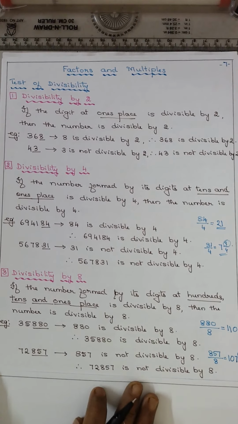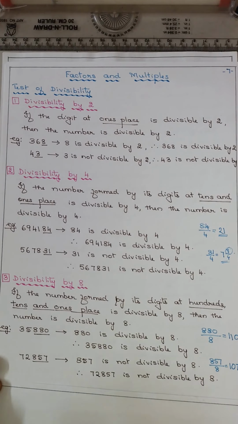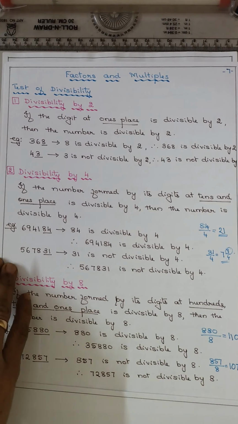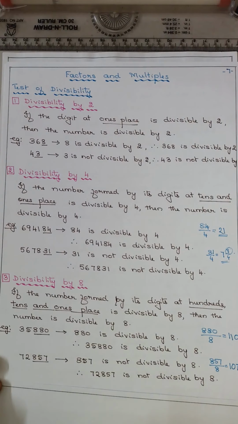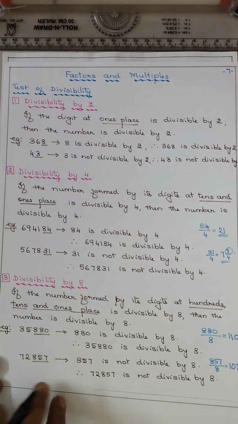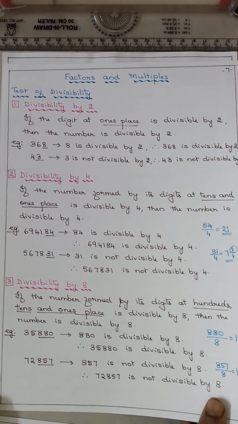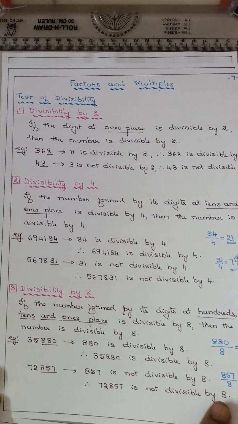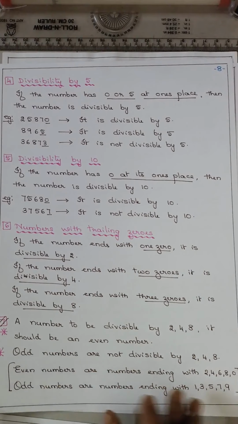Hope you understood. So this is the divisibility test for 2, 4 and 8. For 2, see the last 1 digit, it should be divisible by 2. For 4, the number formed by the last 2 digits should be divisible by 4. For 8, the number formed by the last 3 digits should be divisible by 8. Okay, that was the divisibility test by 2, 4 and 8.